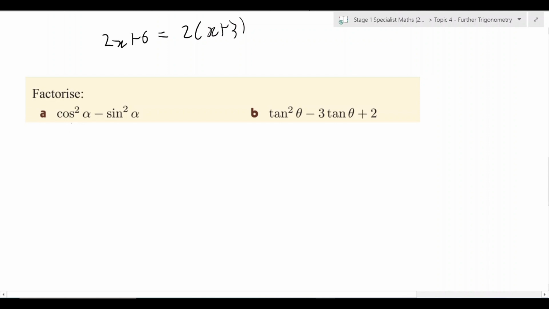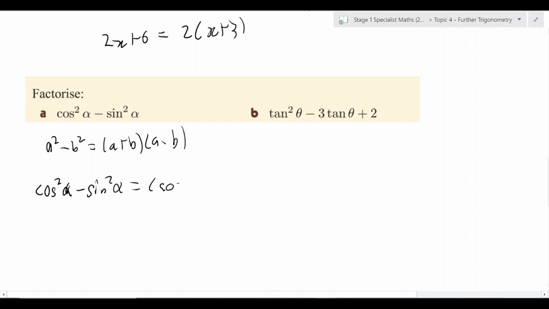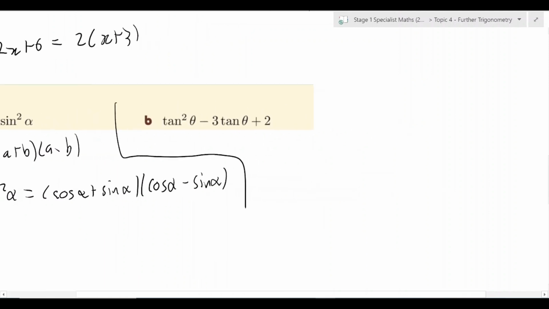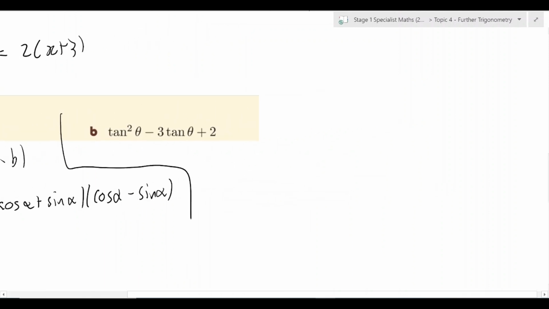Here we're going to be using a difference of two squares. So we're going to be using that a squared take b squared formula equals a plus b brackets a take b. So cos squared alpha take sine squared alpha is going to have to equal cos of alpha plus sine of alpha, and cos of alpha take sine of alpha. And that is factorized.